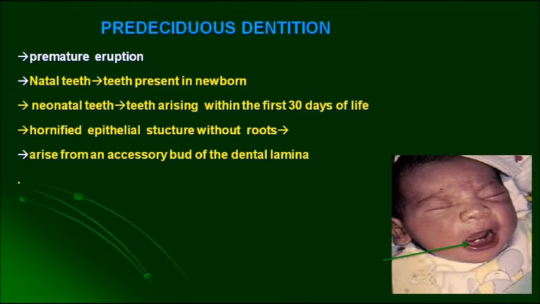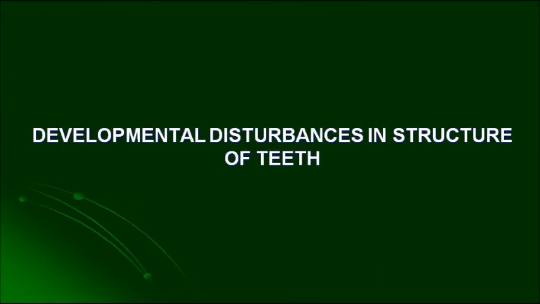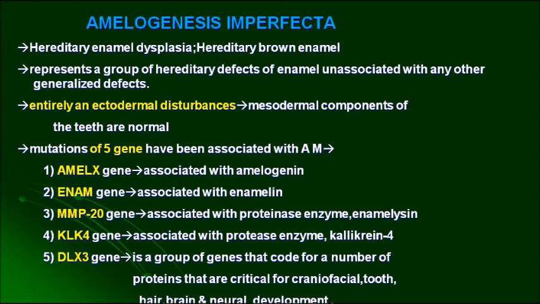Very, very important MCQ. Okay, now let's move on to one important topic, that is developmental disturbance in structure of the teeth. Very, very important MCQ. So the important one is amelogenesis imperfecta. What is amelogenesis imperfecta? It is otherwise known as a group of hereditary disorders associated with enamel. Ameloblasts are the cells which are supposed to form the proper enamel. So when there is a defect in the ameloblast, it results in a defect in enamel formation.